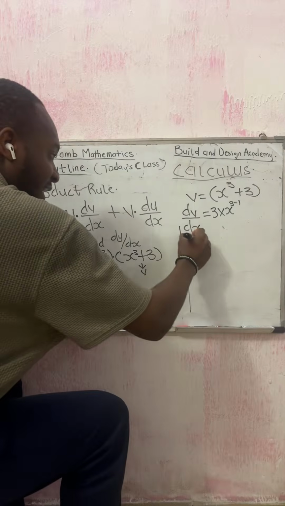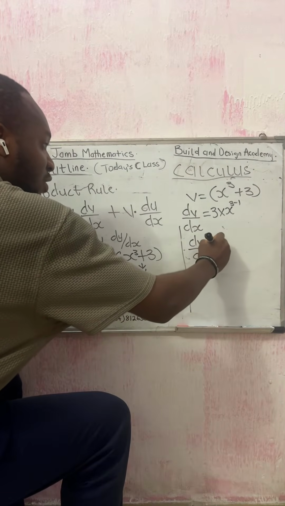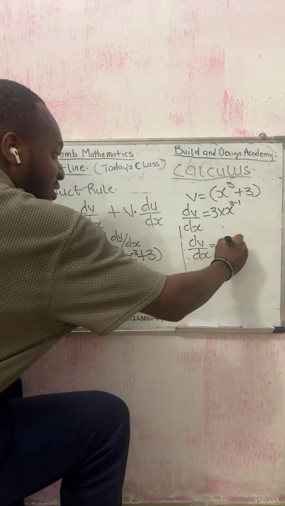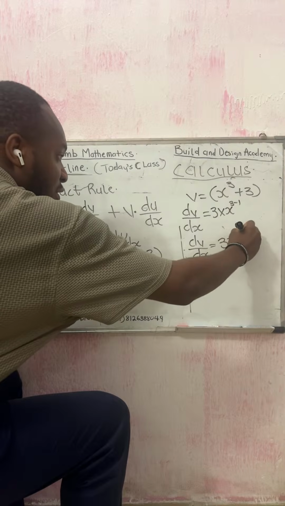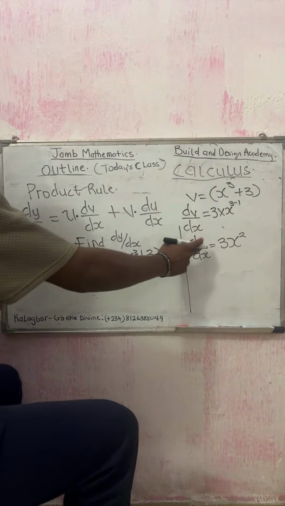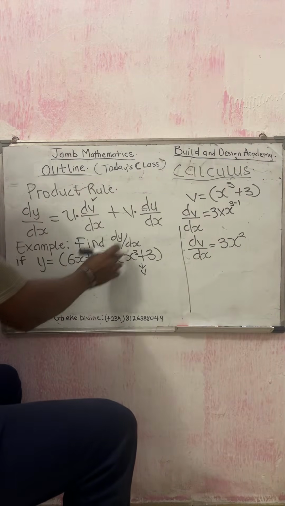So we have that dv over dx is equal to 3 times x, which gives us 3x. 3 minus 1 will be 2. So we now have our value for dv over dx. We already have our value for u. We have our value for v.